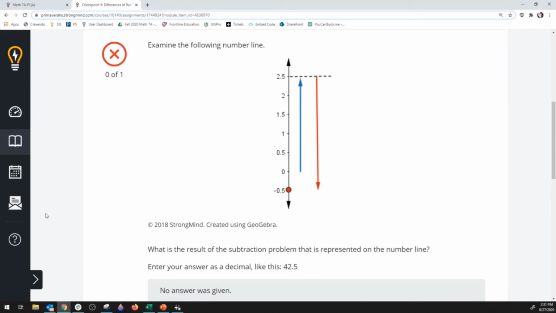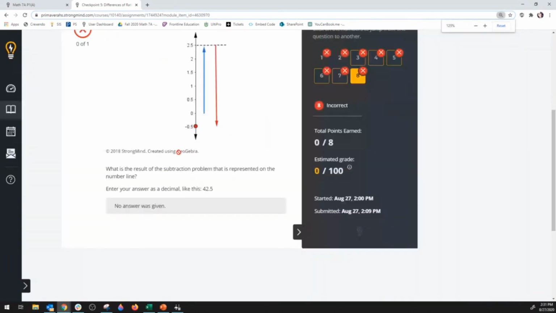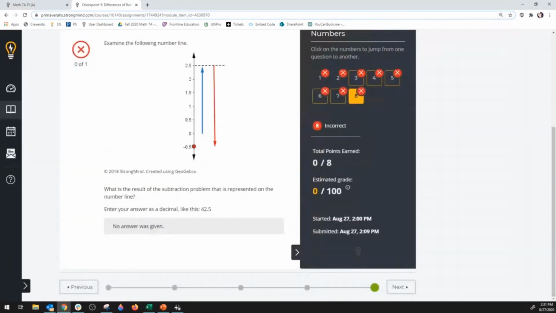So you guys should both be able to submit it, and then you should both have 100%.